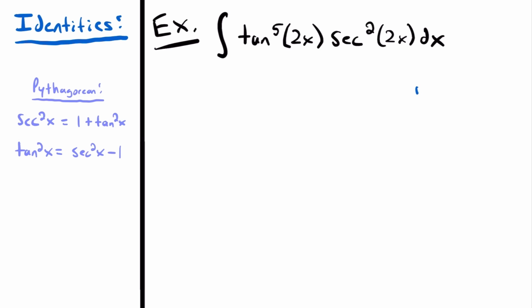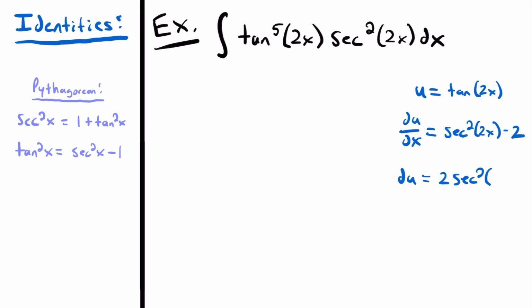We could set u equal to tangent of 2x, and then du dx, or the derivative, would be equal to secant squared of 2x times the derivative of that inside function, which would just be 2, which means that du would be equal to 2 times secant squared of 2x dx. And other than that 2, which we can take care of, we can find that derivative in our integral. But since we don't have a 2 in our integral, we need to divide both sides by 2. And so we'll have du divided by 2 is equal to secant squared of 2x dx.